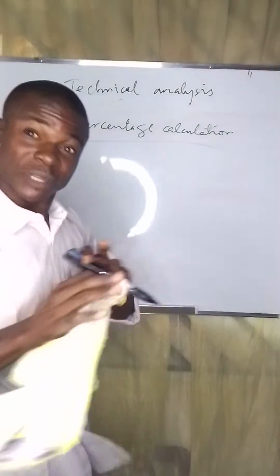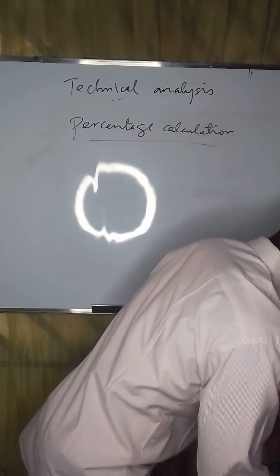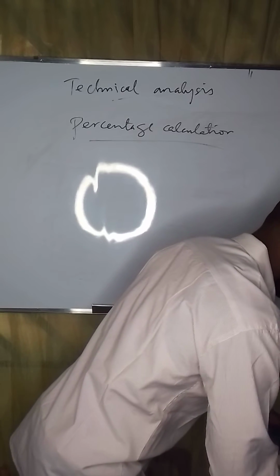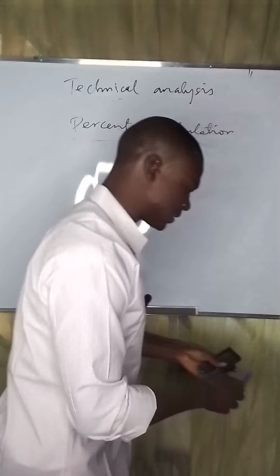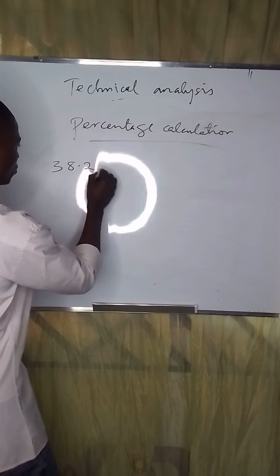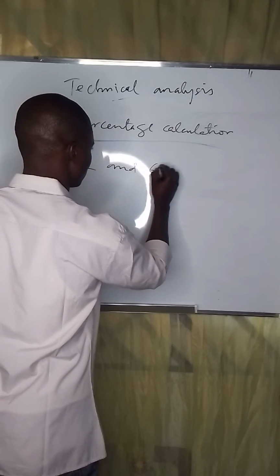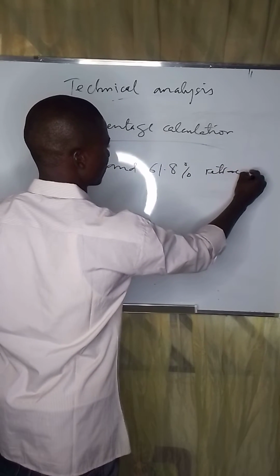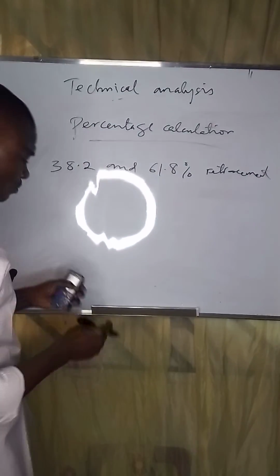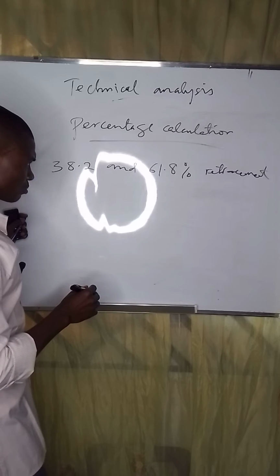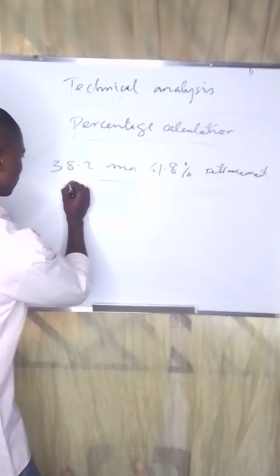Now, you've understood percentage calculation, right? What is the next item? The next item: 38.2, 58.2 and 61.8% retracement. Retracement. Good. Let's assume this is the size of our screen.